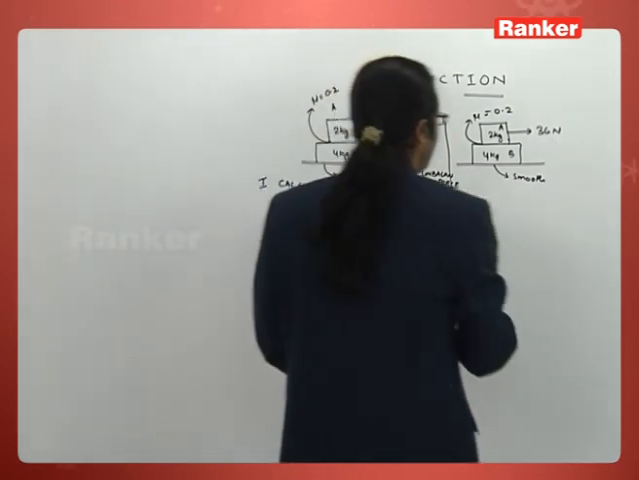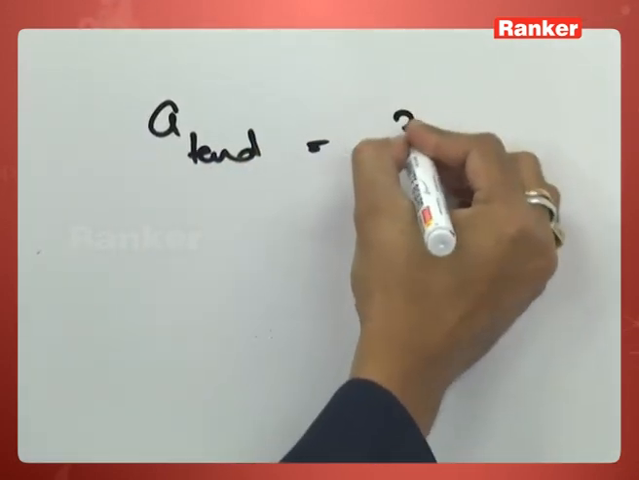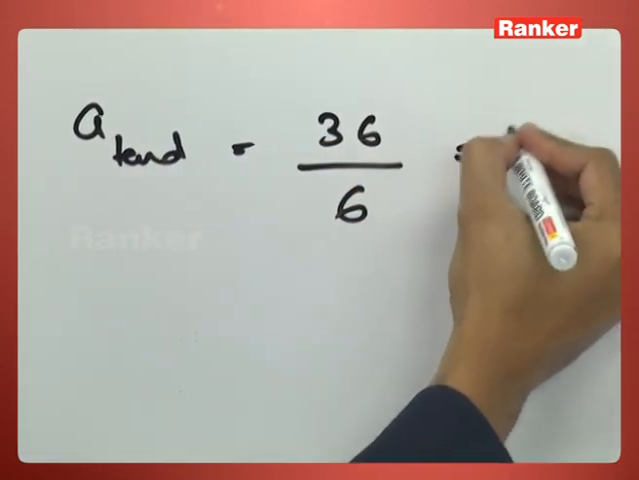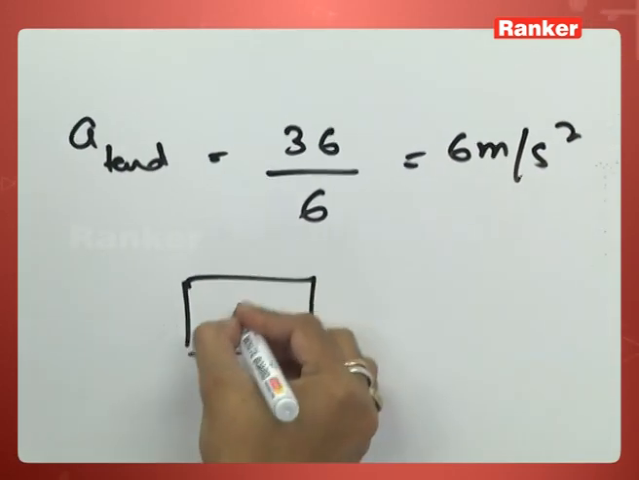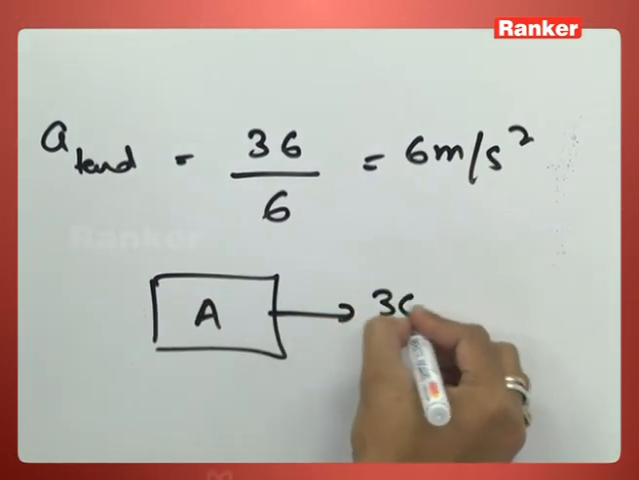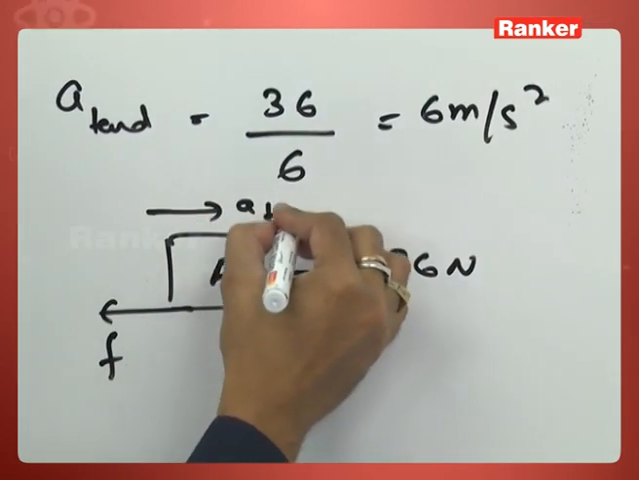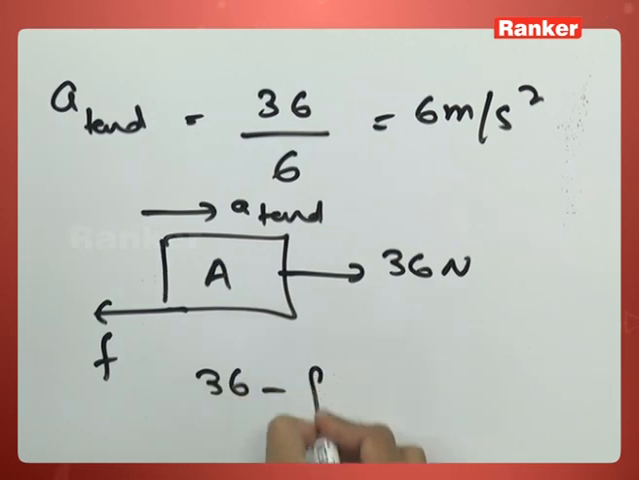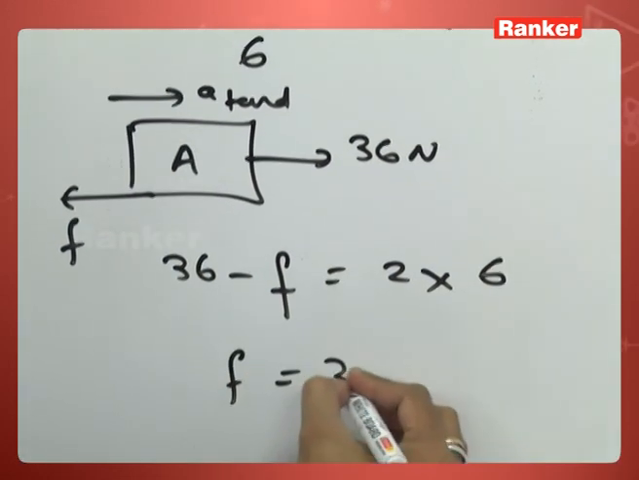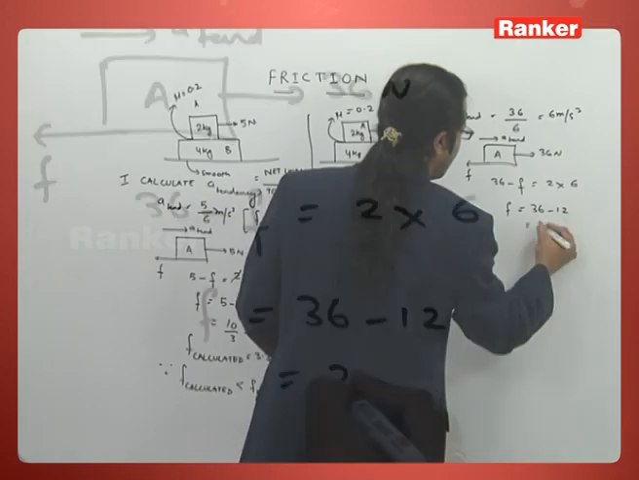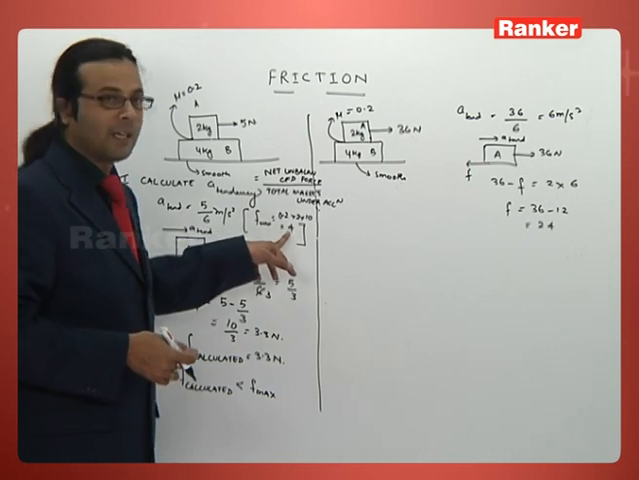Let us take the same thing over here. A tendency, I calculate it first. A tendency is 36 divided by 6, that is 6 meter per second square. I take the upper block, that is A. Here it is 36 Newton, here it is F, here it is a tendency. So I write 36 minus F is equal to 2 into 6, or F is equal to 36 minus 12, that is 24. And obviously this 24 is greater than 4.